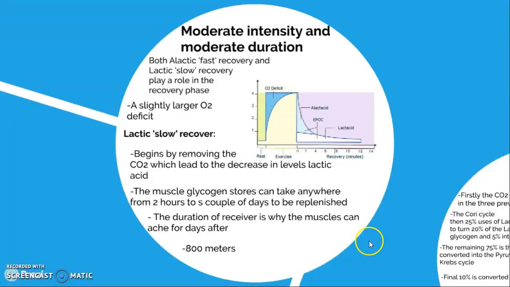This begins by removing the CO2, which leads to a decrease in the lactic acid levels in the body. So obviously getting rid of that CO2, ensuring that the lactic acid doesn't build up, is a massively important part in reducing fatigue. The muscle glycogen stores will then take anywhere from 2 to a couple of days, depending on the intensity of exercise and how long the exercise was, and this all plays a part in replenishment of these stores.